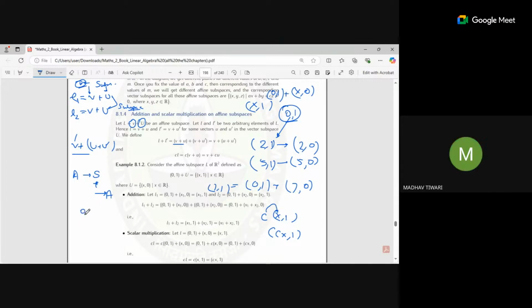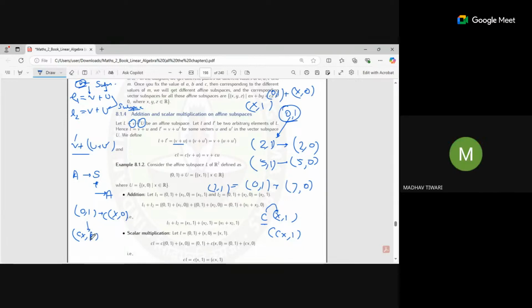This is nothing but (0, 1) that I took out, and (x, 0). So this multiplication will work only on this part, c times (x, 0), and then we added this part. So basically (0, 1) is a translation, right?